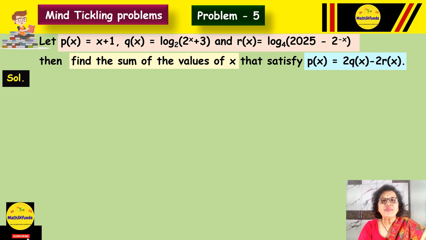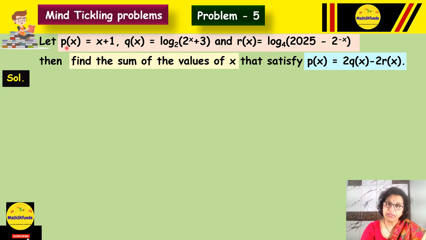Keep solving. Now, I start with today's problem, where I'm given three expressions named Px, Qx, Rx. Qx and Rx involve log terms with base 2 and 4 and quantities like 2 raised to x and 2 raised to minus x. One relation is given, Px equal to 2 times Qx minus 2 times Rx, and we have to find the sum of the values of x that satisfy this relation.